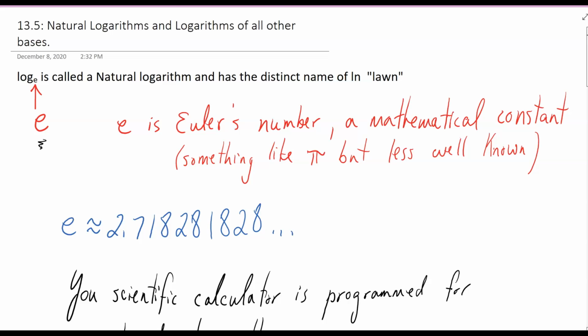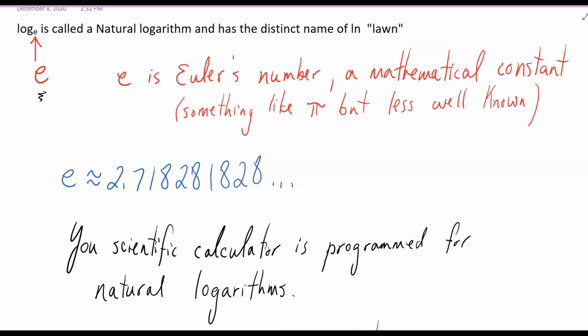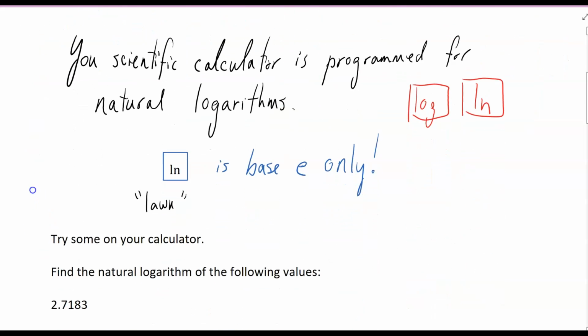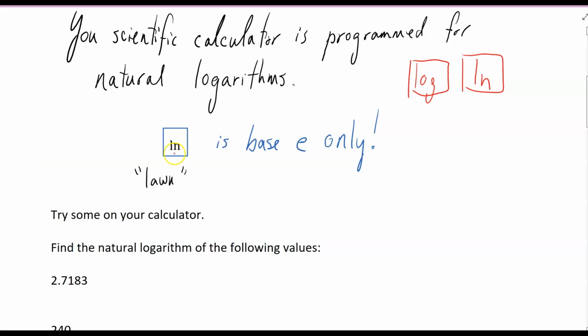Your scientific calculator is programmed for natural logarithms. If you take a look at the log button on your calculator, beside it you will see a button that is the ln button. I'm saying beside because they're generally beside, but take a look at your calculator for the ln button. This natural logarithm is known as ln. So, when you see ln of a number, that means log base e.